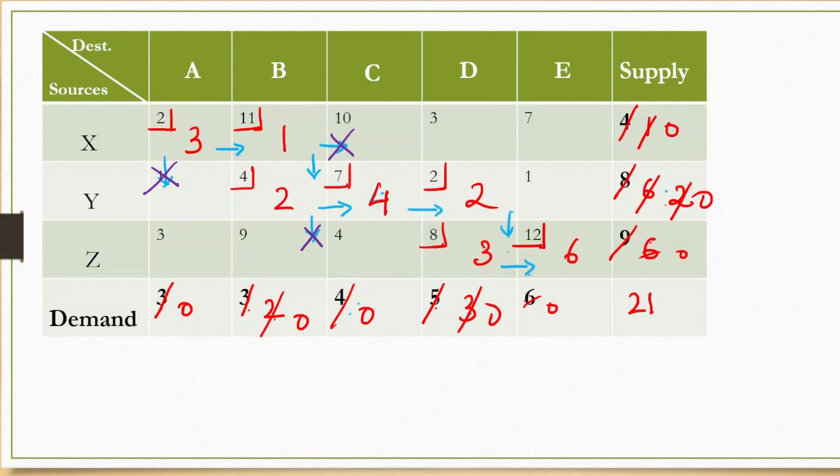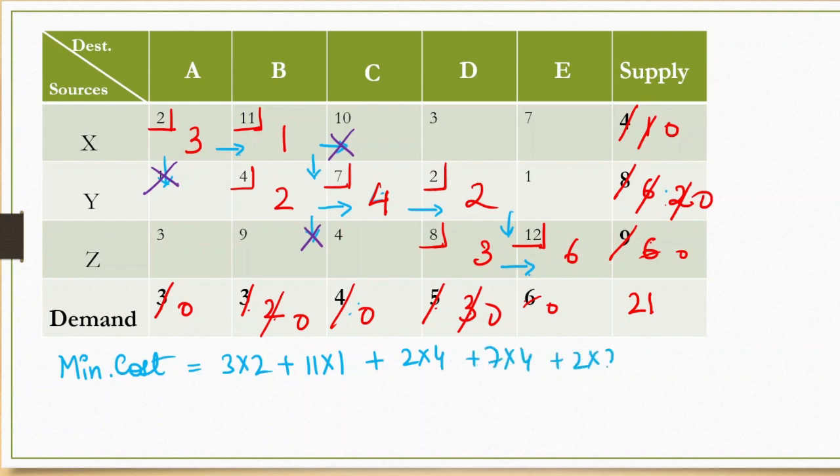So this is visible clearly. And what would be the minimum cost? The minimum cost is equal to 3 into 2 plus 11 into 1 plus 2 into 4, 7 into 4, 2 into 2, 8 into 3 plus 12 into 6. So the answer that we'll be getting here, we could calculate it easily.